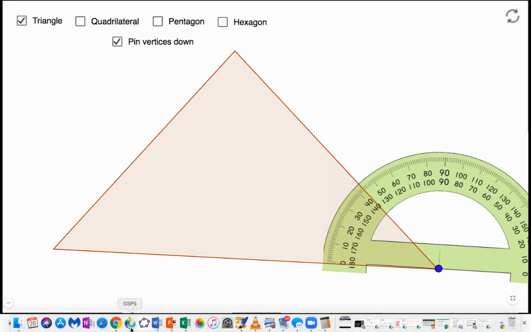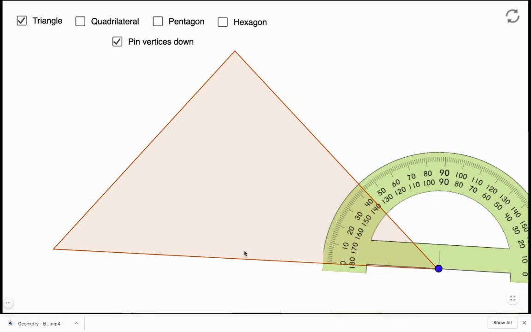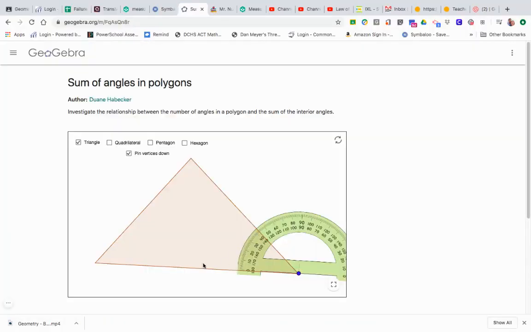So that's a quick little video on how to measure angles. We'll do plenty of activities on that in class. I think that'll be very helpful to help you understand angles and how you measure them.